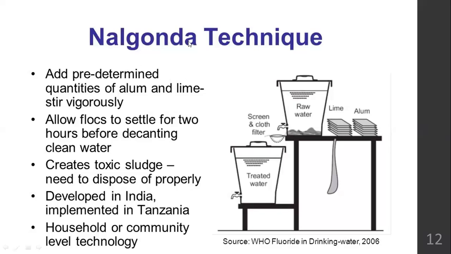So this is the Nalgonda technique. Nalgonda is a district in Andhra Pradesh. All the children here, all the inhabitants, 90% of them suffered from fluorosis, dental fluorosis, skeletal fluorosis. So a study was conducted, in-depth research was conducted. What was the cause? They found that the groundwater level of Nalgonda was too high in fluorine. So they came up with this technique.